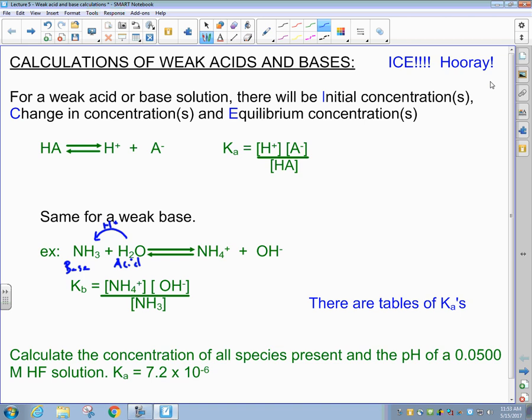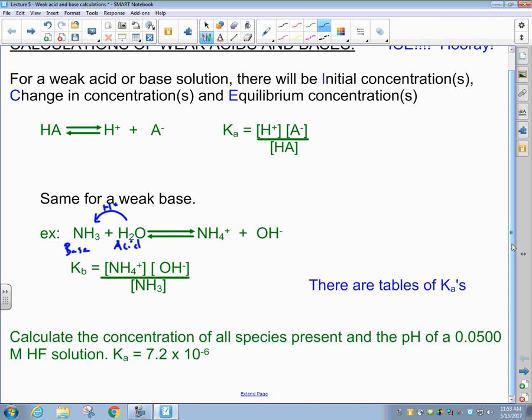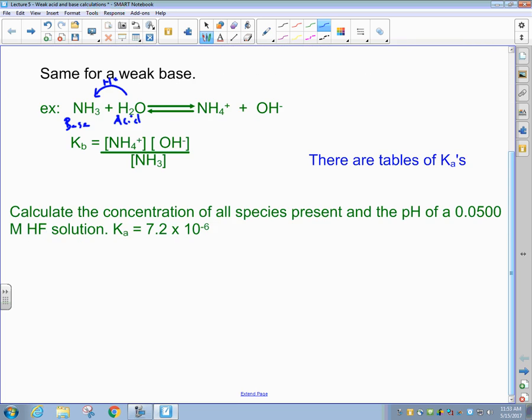The first one we have listed down at the bottom here: calculate the concentration of all the species present and the pH of a 0.0500 molar HF solution. So, first thing that you need to recognize is that you are dealing with a weak acid. There are two ways that you can do this. First, we've got the list of strong acids memorized at this point. HF is not one of them, therefore we can safely assume that it is a weak acid. The other clue that we have that we're dealing with a weak acid here is that you must be given a Ka value in the problem.